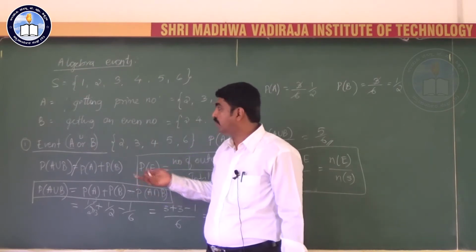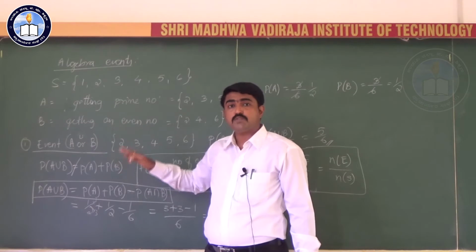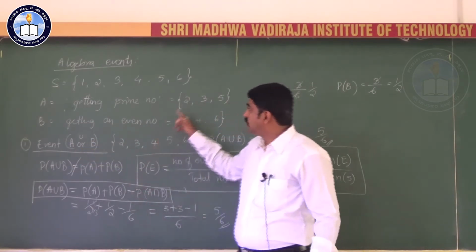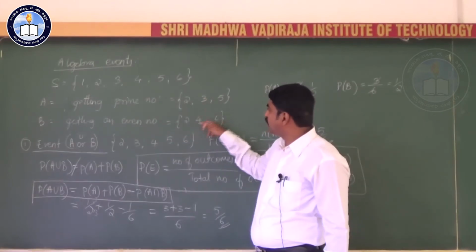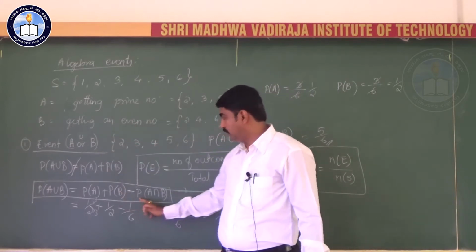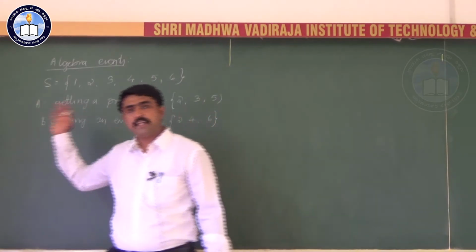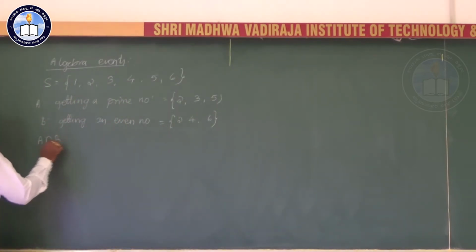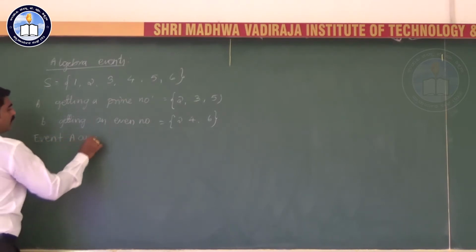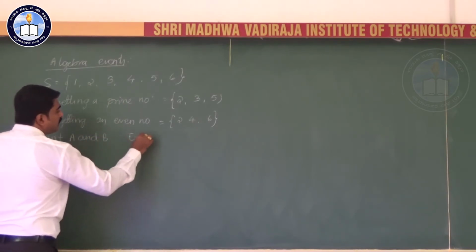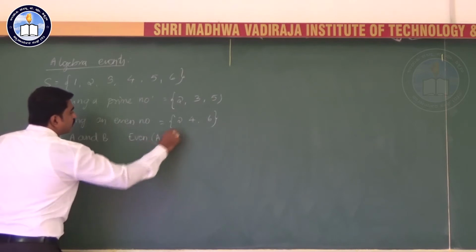How to find out P of event A or B? It is nothing but the outcomes of A or outcomes of B or both. So, that is 2, 3, 4, 5 and 6. So, finding the probability will be equal to this. For the same experiment, how can we find out the event A and B? Event A and B is nothing but the intersection, that is event A intersection B.